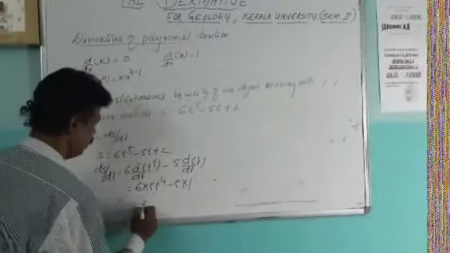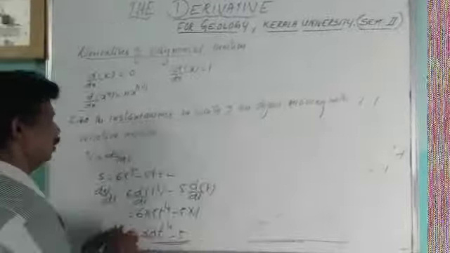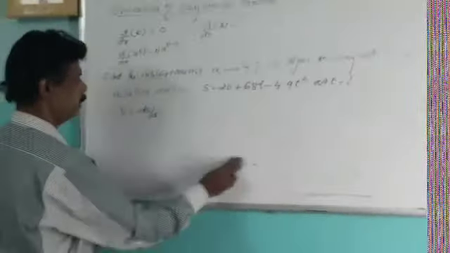Next. One more question. Find the instantaneous velocity of an object moving with relative motion s equal to 20 plus 68t minus 4.9t square at t equal to 1. Here also we have to find the instantaneous velocity. Instantaneous velocity means ds by dt.